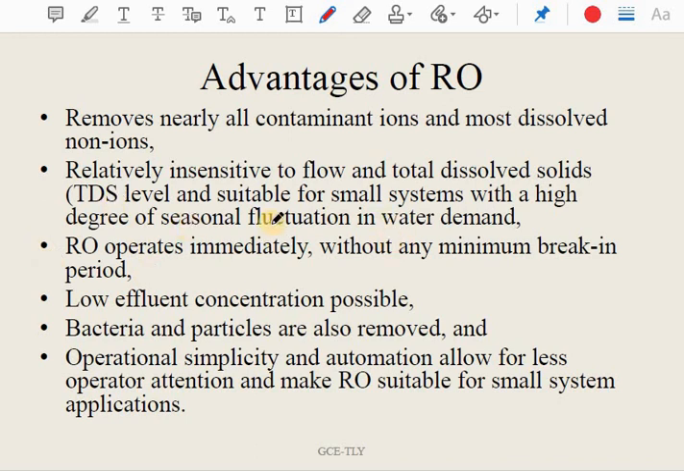It is not affected by seasonal fluctuation and water demand, and RO operates immediately, without any minimum break-in period. Low effluent concentration is possible, bacteria and particles are easily removed, and operational simplicity and automation allowing for less operator attention is an advantage of RO.